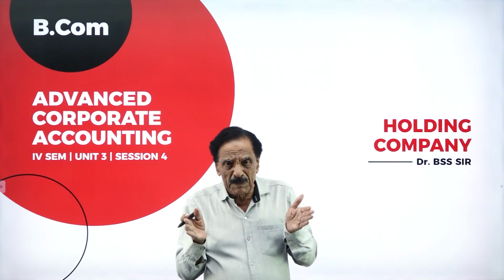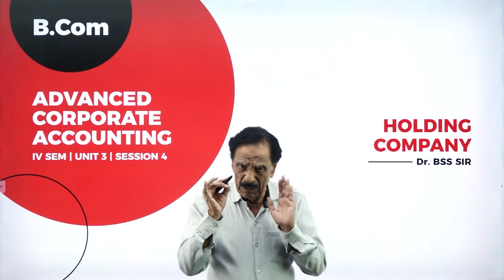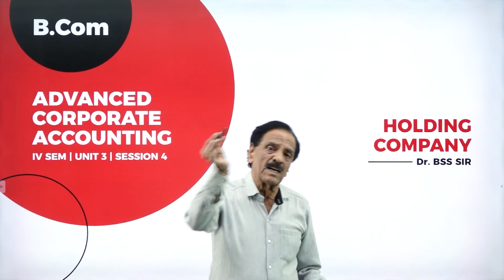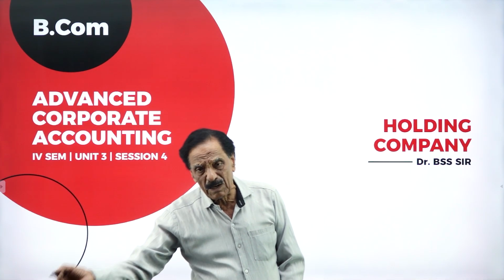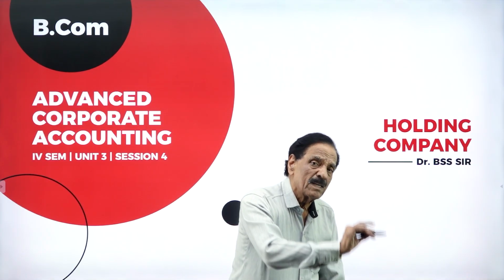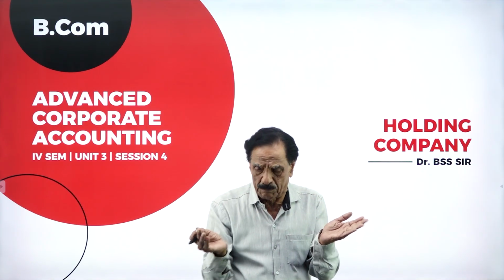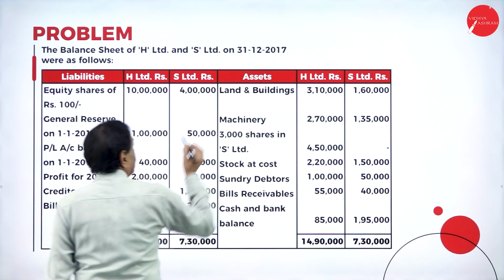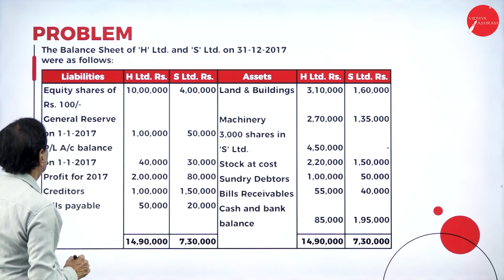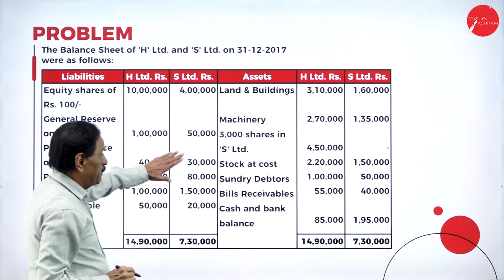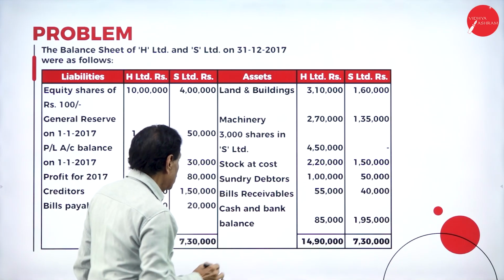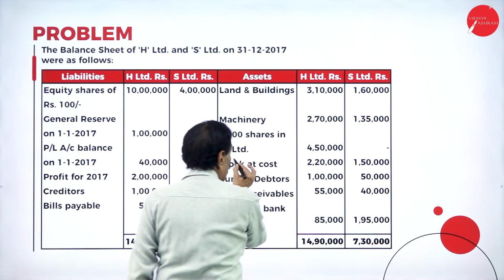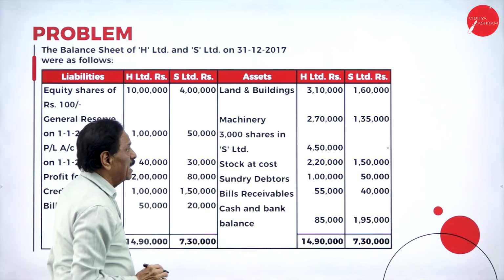If any amount is available in the form of debtor, deduct from debtor, deduct from creditor. If any bills are available, deduct from bills receivable, deduct from bills payable, as a mutual adjustment. We'll move on now. The balance sheet of H Limited and S Limited on 31st December 2017. So, we have got a balance sheet of H Limited. Here, see that 3,000 shares in H Limited took over 3,000 shares of S Limited.